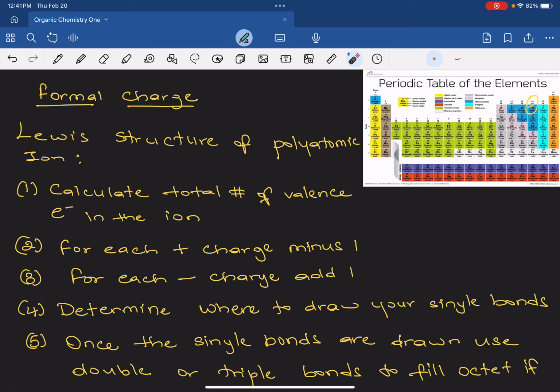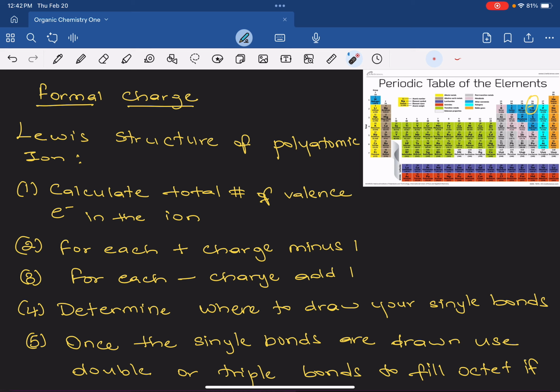If you need to do the Lewis dot structure for a polyatomic ion, and polyatomic just means a molecule that has more than one atom in it with a charge on it, right? So if you need to do the Lewis dot structure for a polyatomic ion, follow these rules. Before you can calculate formal charge, we're going to have to draw the Lewis dot structure of the ion. So let's look at the rules to follow to draw the Lewis dot structure for your ion.